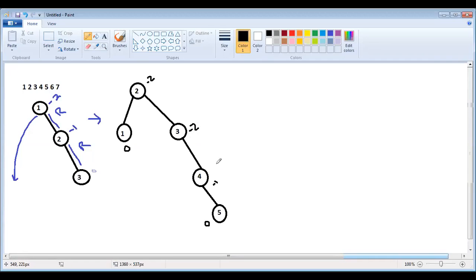So what do you have to do? Down 2 levels, I'm checking. 3, this is also right. This is also right. So what should I do? Left rotation. Consider only rotation of these 3 elements.